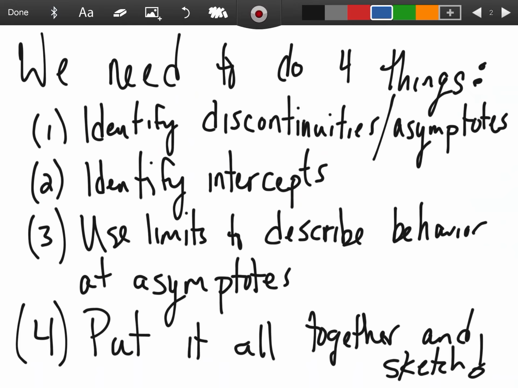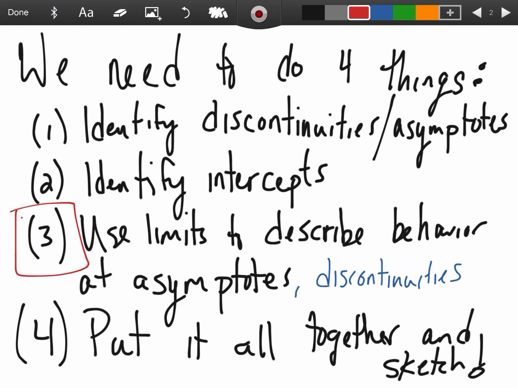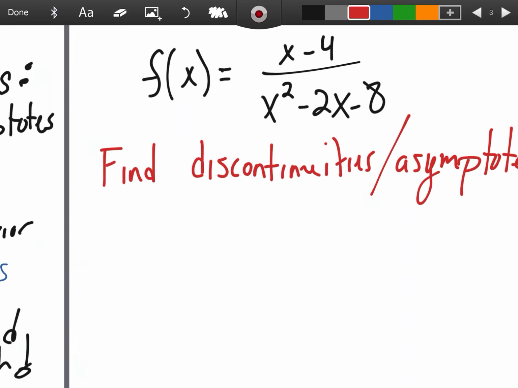Okay, then we'll identify our intercepts, our x-intercepts and y-intercepts. Then we're going to use limits to describe the behavior at asymptotes and discontinuities in general. So if we have a removable discontinuity, we still want to use a limit just to describe what y value that would be. All right, and at the very end, we're just going to put all of that together. So really our most important step, and the one that people have the most trouble with, is probably that third step where we're using limits to describe exactly what's happening in the graph. And if we can't do 3, there's no way we're going to be able to get to 4.